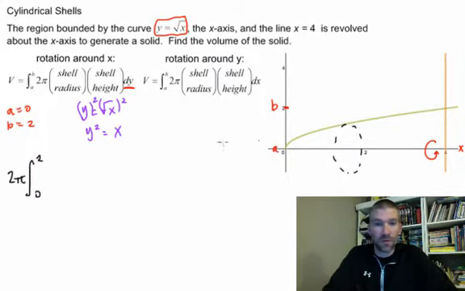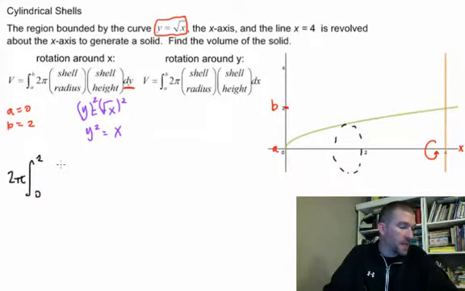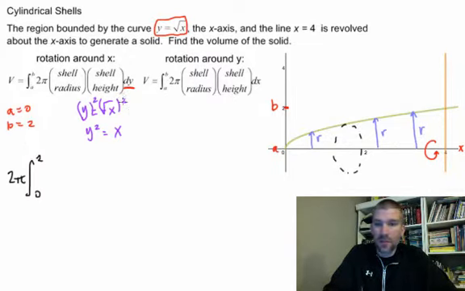And so my shell radius now is actually going to be this part right here. All right, this right here is the shell radius. I'll use a different color. Here's my radius, and notice that my radius is changing every time. There's my radius, there's my radius, there's my radius. What is my radius? That's going to be y squared.